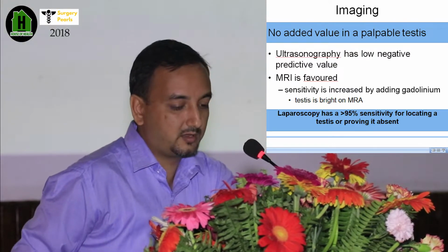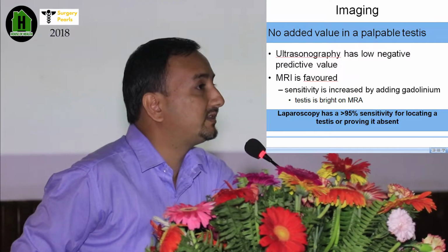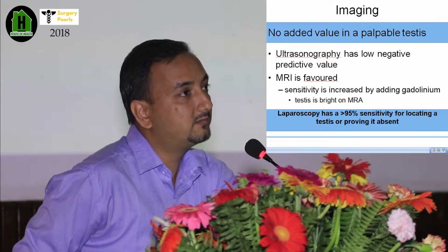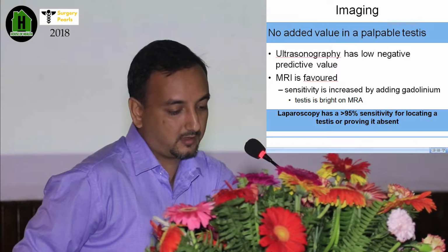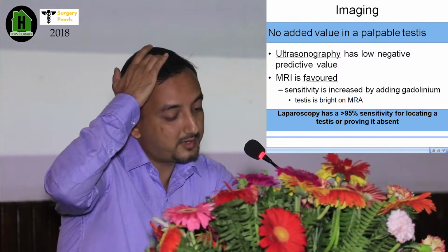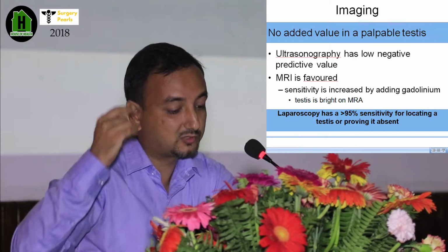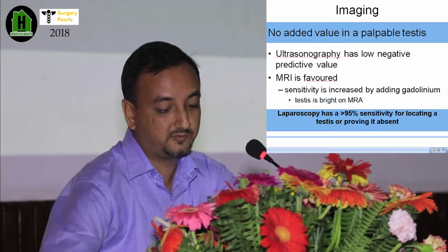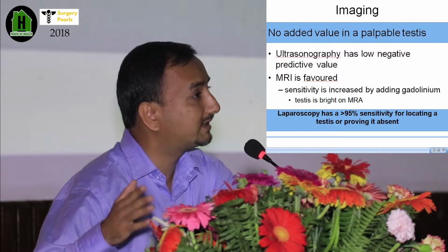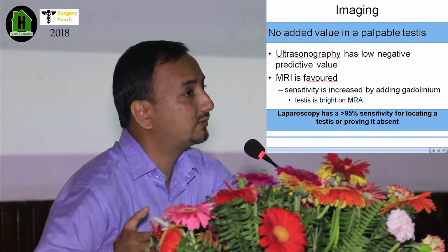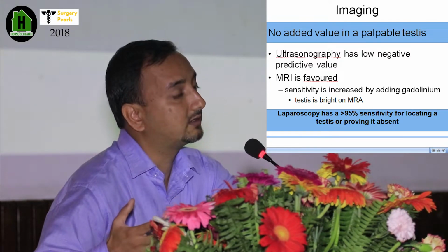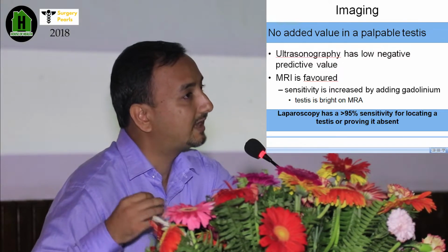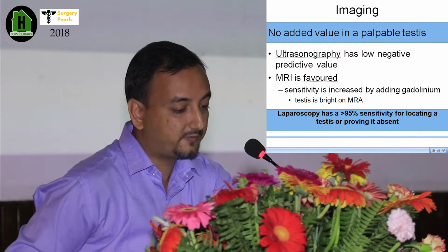So MRI is favored obviously, and the MRI sensitivity can be increased by adding gadolinium, because in MRA, the testis is very bright. And nowadays, laparoscopy has more than 95% sensitivity for locating a testis as well as saying that it is absent. So that is why nowadays whenever there is a non-palpable testis or you cannot find a testis, laparoscopy is the procedure of choice.